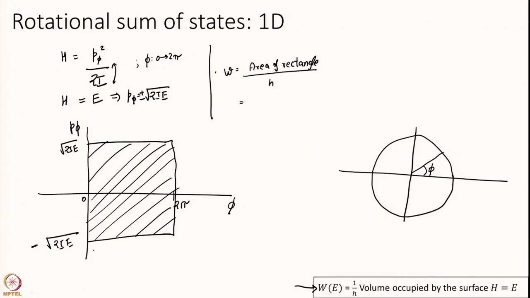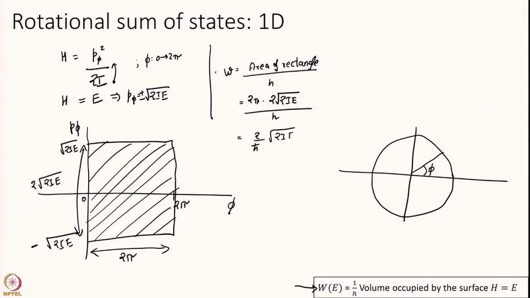Well, area is easy to calculate, this length is 2 pi and this side is what, 2 into root 2 I E. So, the area of the rectangle is 2 pi into 2 root 2 I E divided by h. So, this is nothing but 2 over h bar root 2 I E. Okay, so, this is W of E.